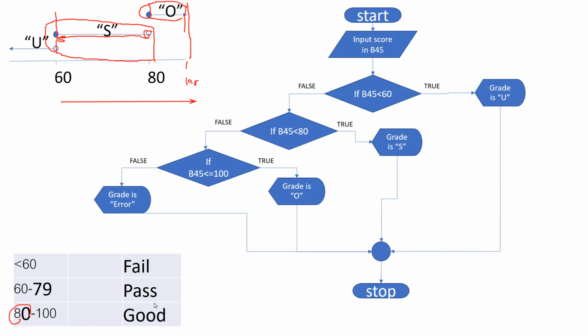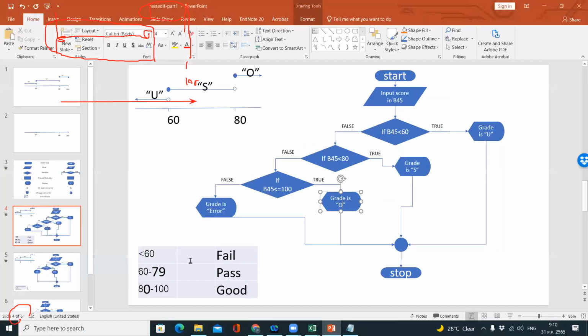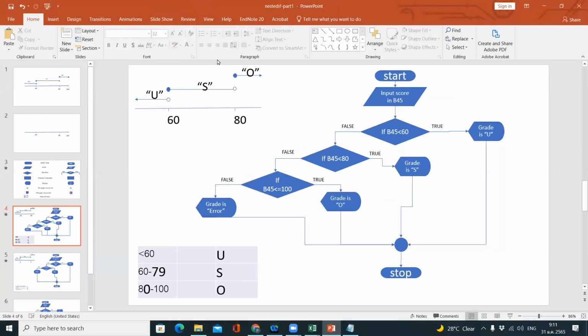So in this one, when we get this one already, it must be U, S, and O. It must be this grade. So when we have this one already, how are we going to make the if function? Before I go to create an if function from this flow chart, do you have any questions for this example of the flow chart?